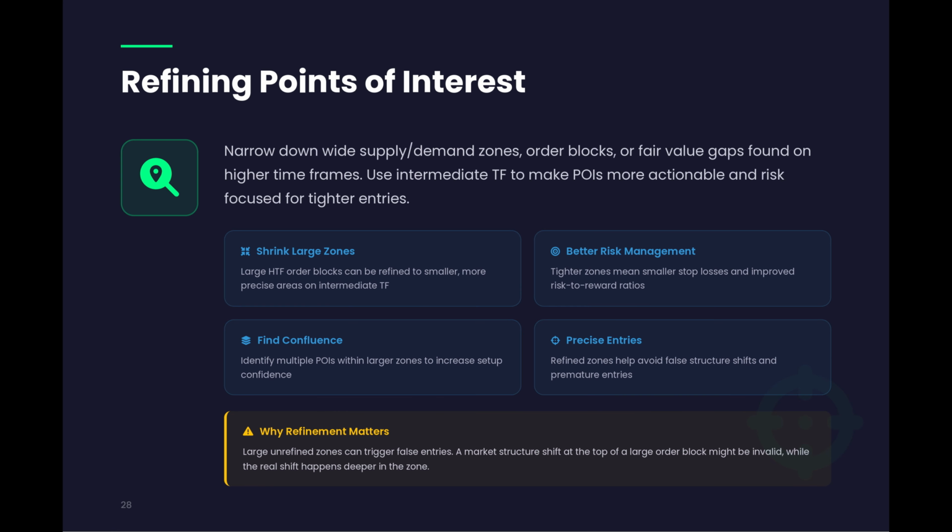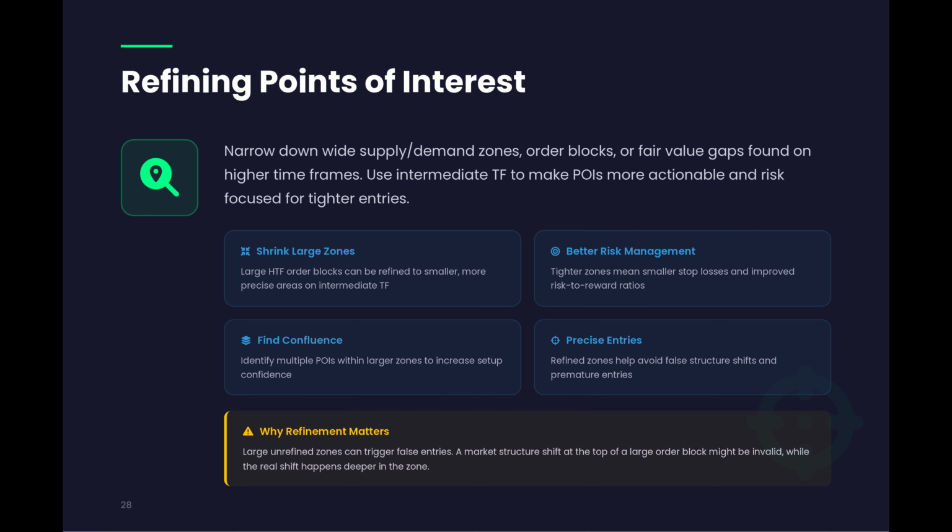Also, pay attention to how price has historically reacted to this zone on lower time frames. Has it consistently bounced from the top portion, or does it tend to wick into the lower portion first? This historical behavior can guide your refinement process.